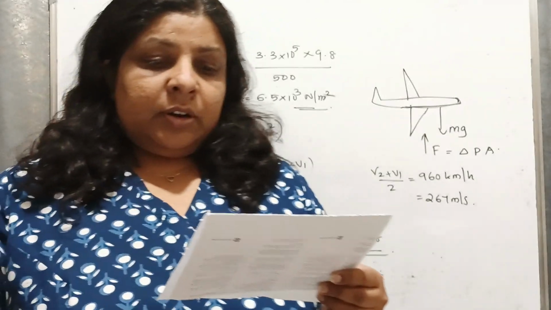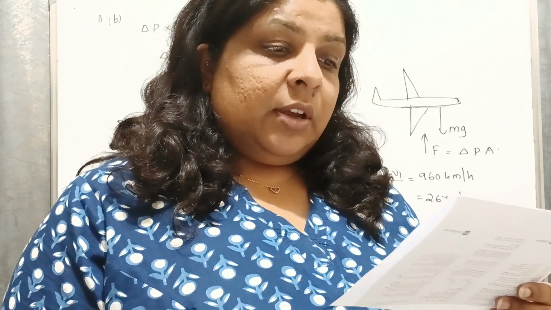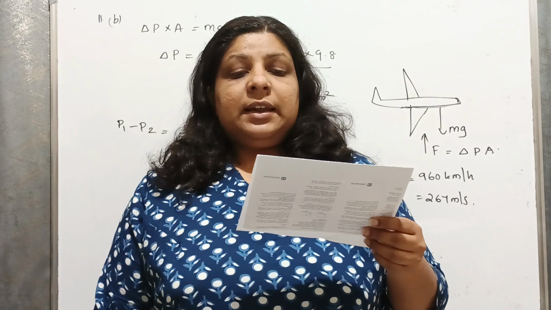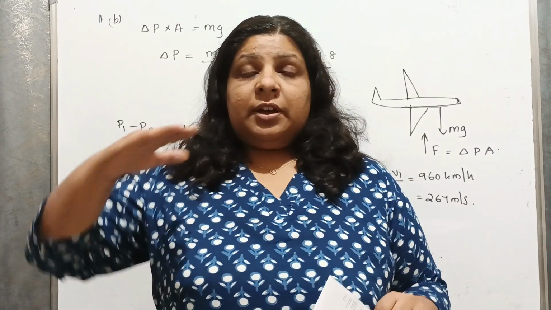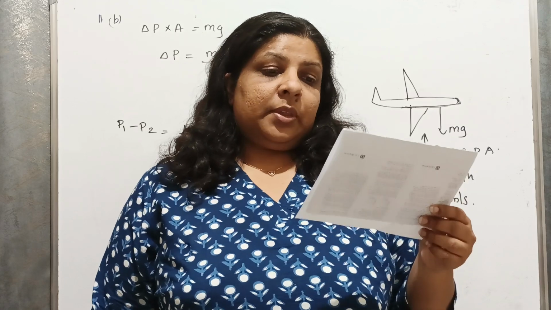A fully loaded Boeing aircraft has a mass of 3.3 into 10 raised to 5 kilogram. Its total wing area is 500 meters square. It is in a level flight with a speed of 960 km per hour. Level flight means the height is the same. So change in potential energy will be 0.